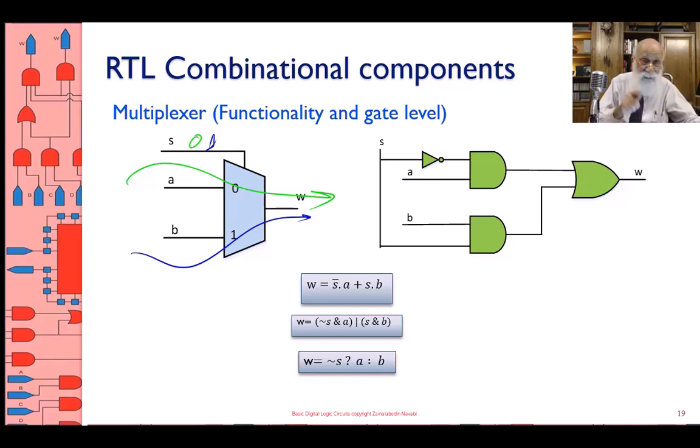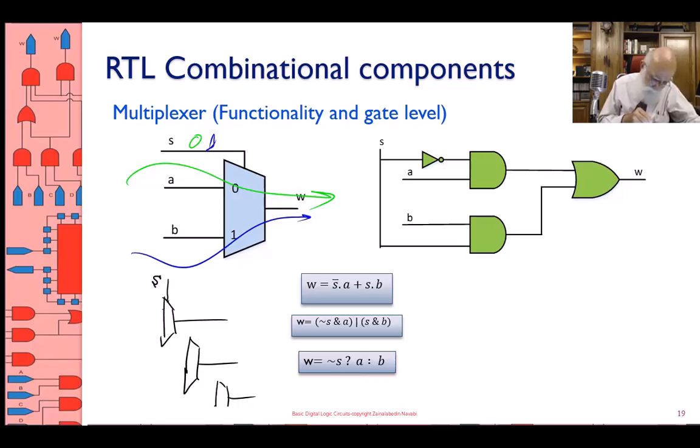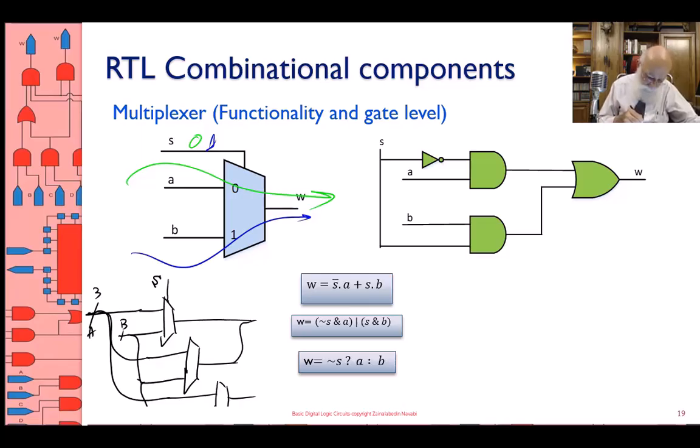Now, in the multiplexer I'm showing, A is 1 bit, B is 1 bit. But if I do something like this, put a multiplexer here, another multiplexer here, another multiplexer here, and then the same select, this becomes my 3-bit A, 3-bit B, and then a 3-bit output. This is my 3-bit multiplexer.